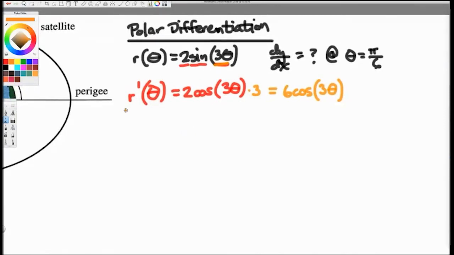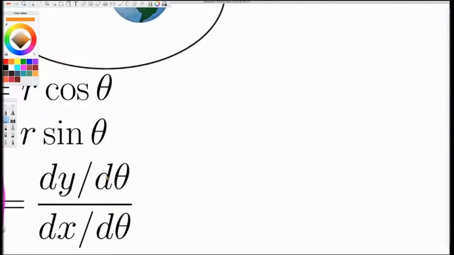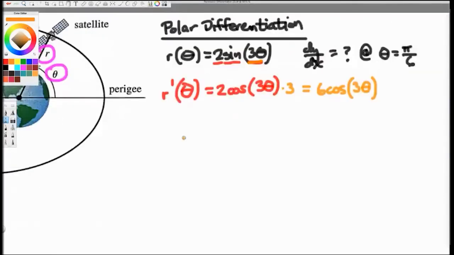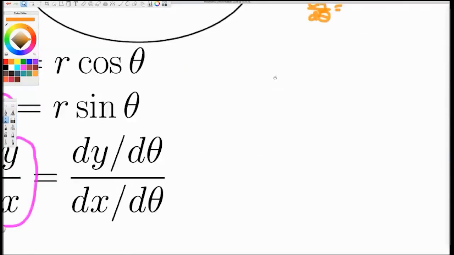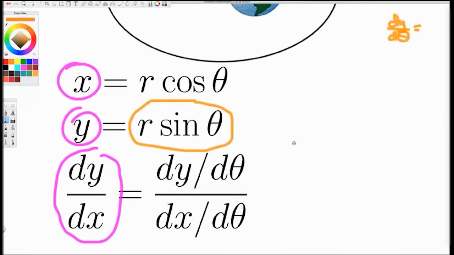So we have r prime of theta. Now, the formula states that we need y prime of theta and x prime of theta. So let's just start with the dy over d theta here. Now we have to do the derivative of y with respect to theta. Well, y is equal to this part right here, r sine theta.